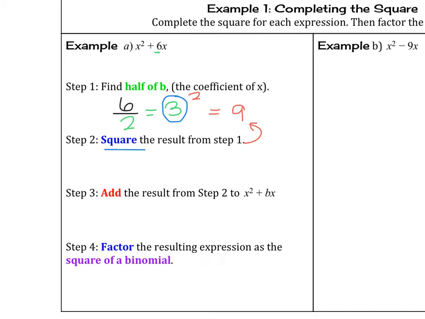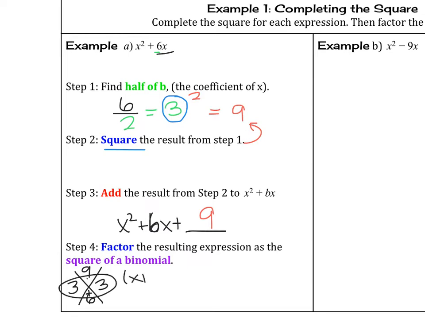We're going to add the result from step 2 to x squared plus bx. So we have x squared plus 6x plus that c value of 9. Now we're going to factor the resulting expression as a square of a binomial. Let's use the x method. It multiplies to 9 and adds to 6. So 9 is 3 times 3, and 3 plus 3 is 6.